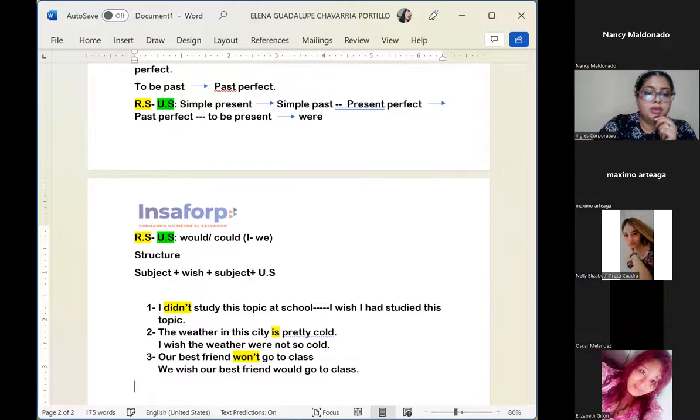Then we have the other one, number four. We have here, my father hates when she does that, when she chose that. Mi padre odia cuando ella hace eso. What is the tense of this sentence?